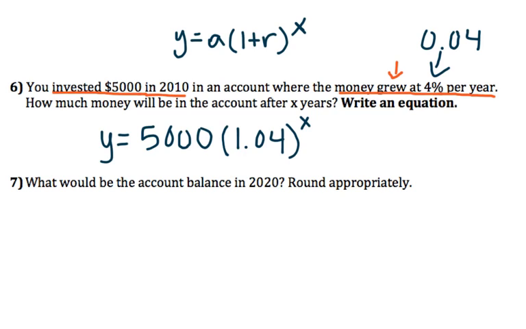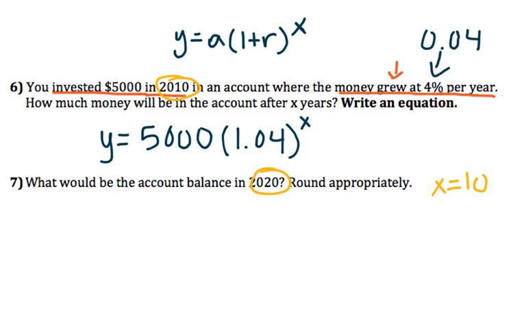Well, number 7, what would be the account balance in 2020? Well, we got to think about the time that we were dealing with. In 2010 is when we started. 2020 is when it's coming out. What's the balance? Approximately, rounding appropriately here. So we're going to go ahead and find the difference between 2010 and 2020. Well, that's 10 years. So we're looking at x equaling 10.